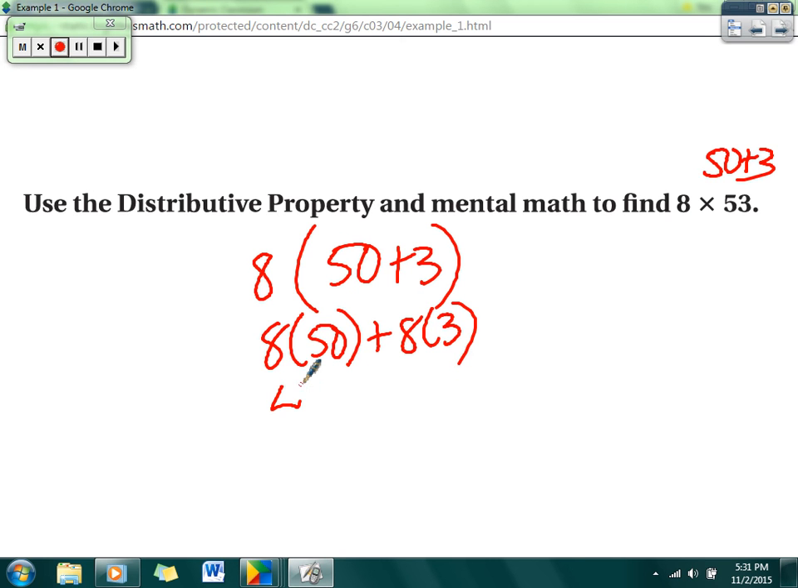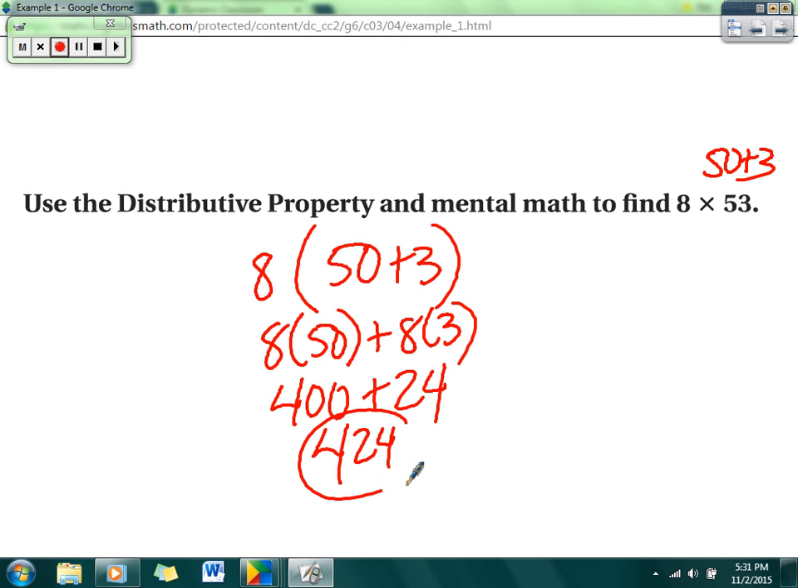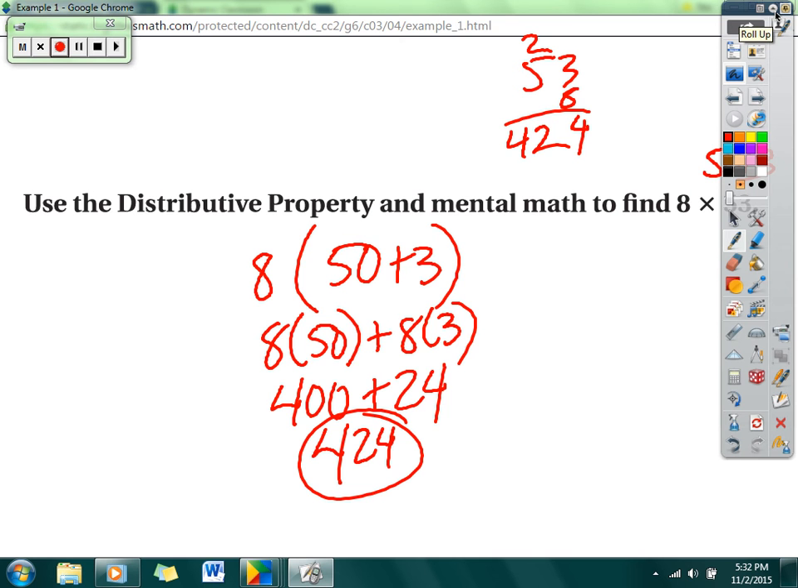8 times 50 is going to be 400, and 8 times 3 is going to be 24. So I have 424 as my answer. This is a nice quick way to do mental math, well, not exactly mental math, but to be able to do it without having to do 53 times 8 and carry the digits. Okay? So it's just another way to think about it. Especially sometimes you can do it pretty quickly.